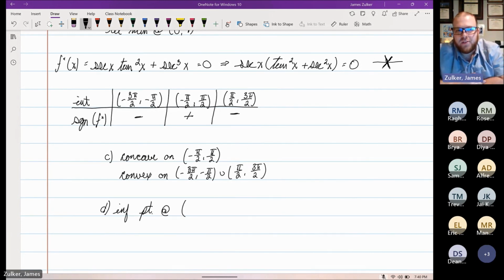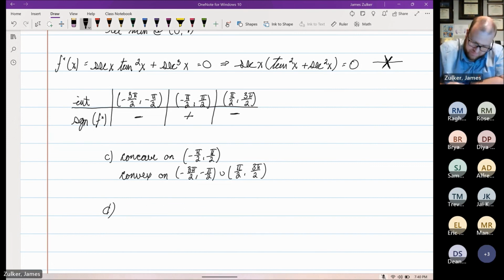We have 2 inflection points. One at negative pi over 2, and secant of negative pi. I'm sorry. Yes, it is changing sign at negative pi over 2 and positive pi over 2. But they're not critical points. They're not in the domain. So there's no inflection points. Any questions?